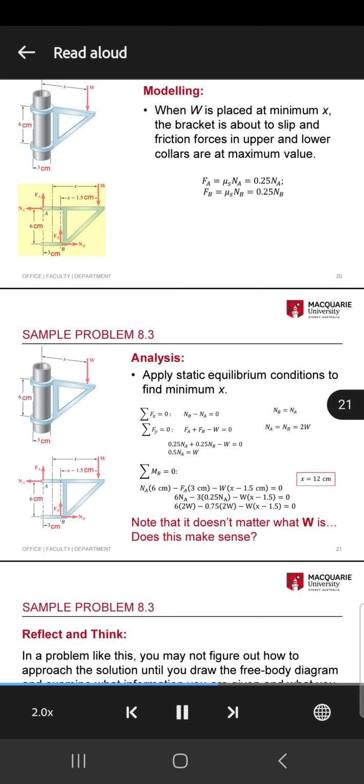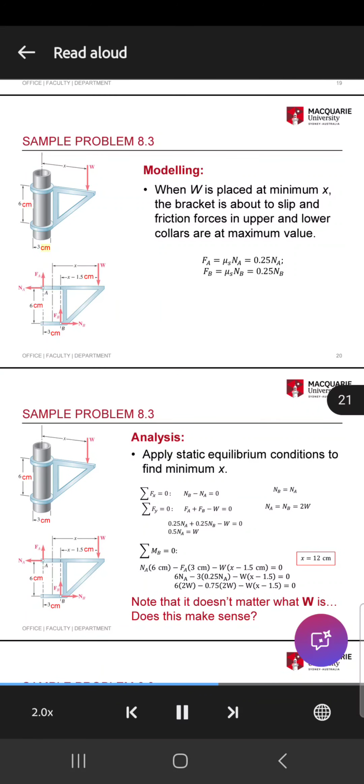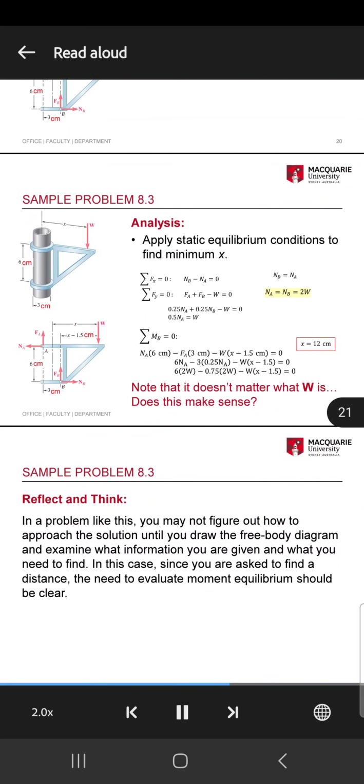Free body diagram of bracket. Forces F_A and N_A are applied at point A. F_B and N_B are applied at point B. The force W is applied 1.5 inches from the center of the collar. N_A equals N_B equals 2W. X equals 12 centimeters.